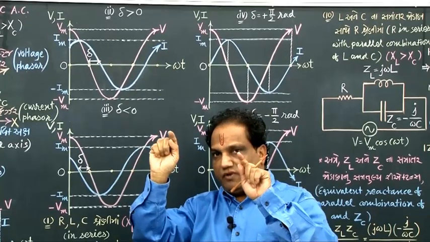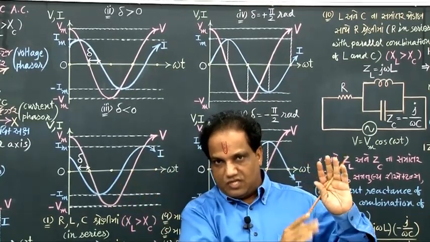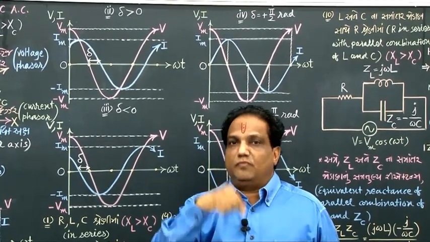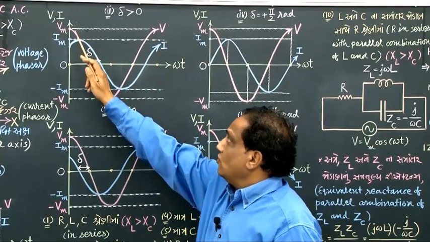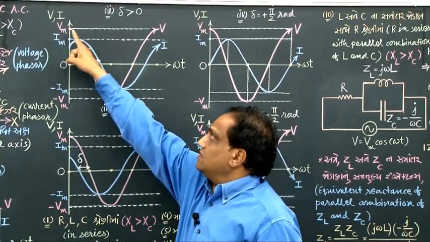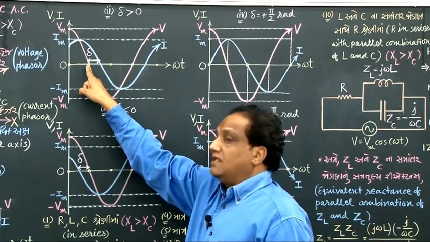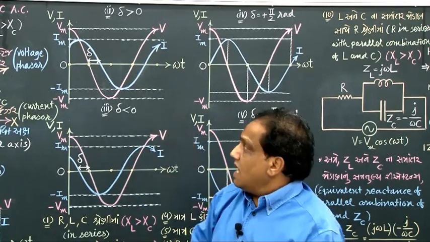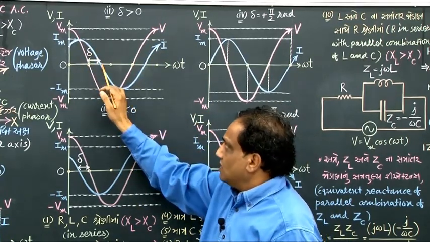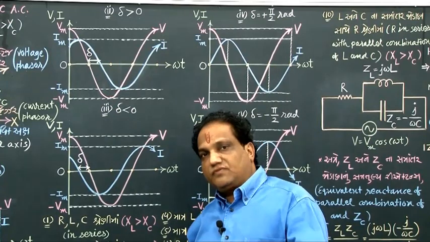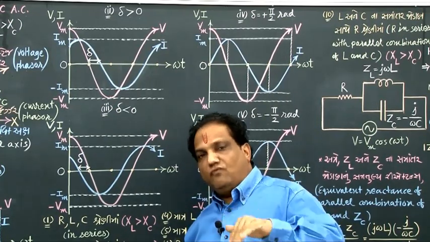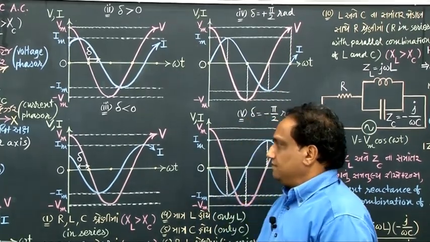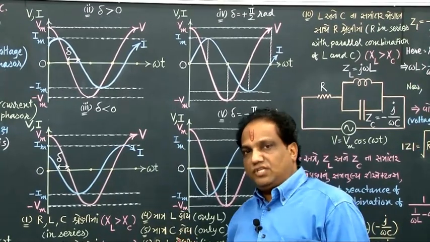When you start from maximum value and move towards the right hand side, whichever quantity decreases to 0 first, that quantity is said to be leading in phase. Out of these two, you can see this pink colored graph becomes 0 first. That's why we say that voltage is leading in phase. After some time, current also becomes 0. That's why current is lagging behind in phase, voltage is at present leading in phase. Fine. Now, let us begin with the analysis of the second circuit.